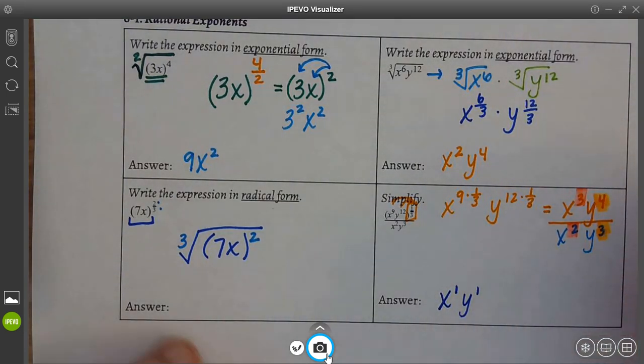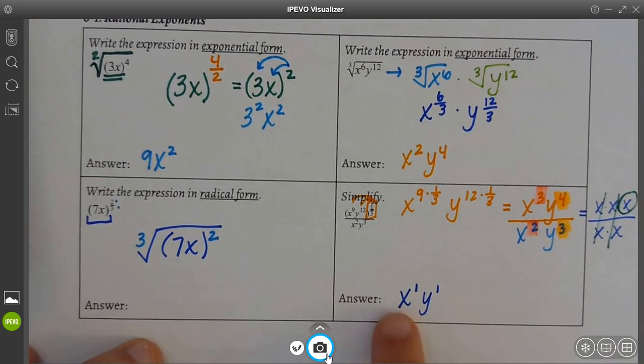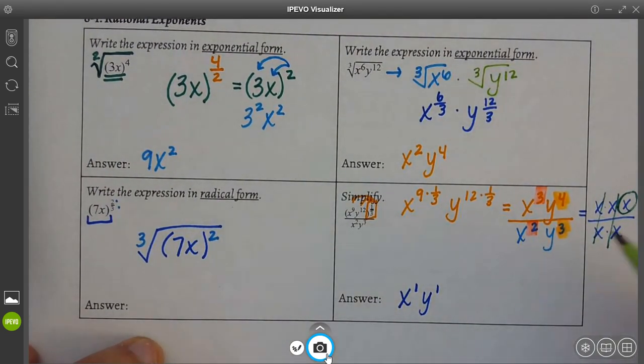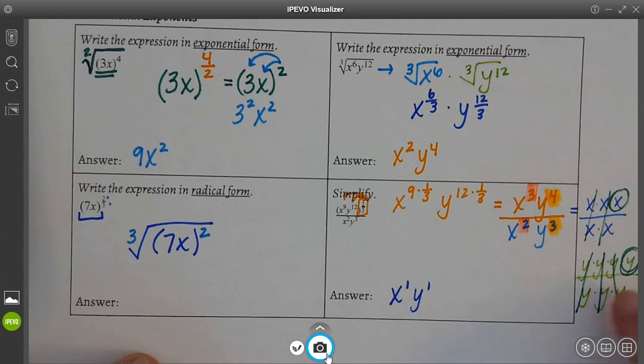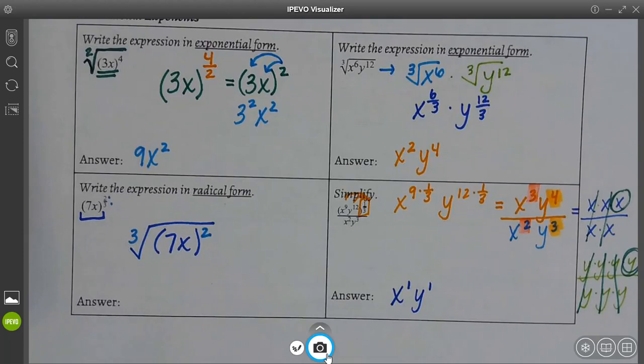You also can think about this in like an expanded form. That means that I have 3 x's divided by 2 x's. So if I cancel out the terms, I'm left with 1 x on the top, which is why we got x to the 1st power. And then we can do the same thing with the y's. We had 4 y's on the top, 3 y's on the bottom. You can cross out and be left with 1 y at the top. So that's another way to think about it. That's kind of why the exponent rules work the way that they do.